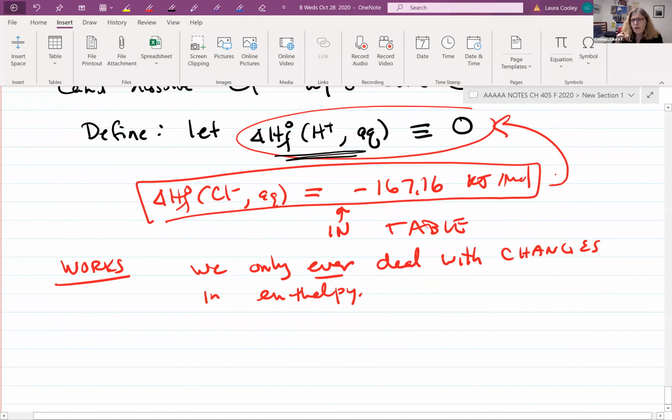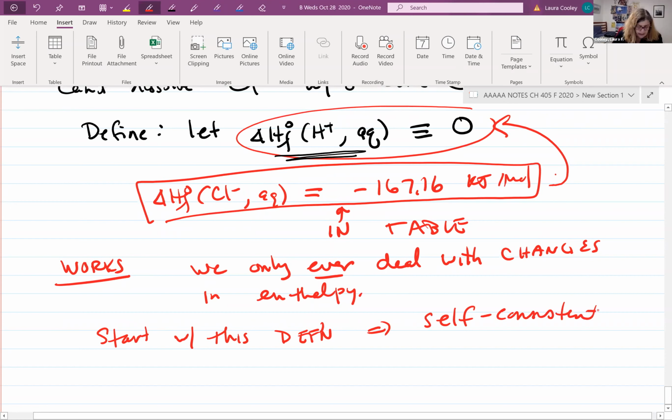So if we start with this definition, it leads to what I would call a self-consistent set of heats of formation for all the ions. Self-consistent delta HF zeros for all ions.